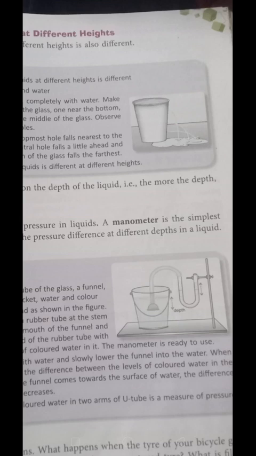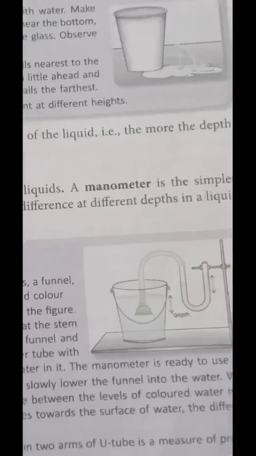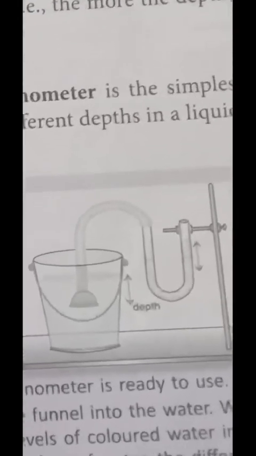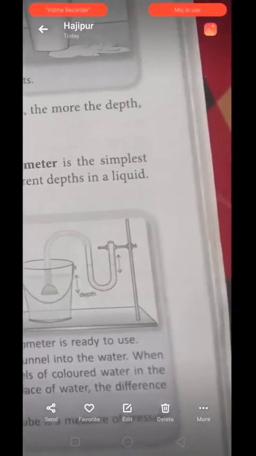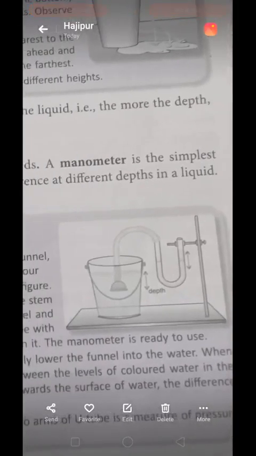This is all we need. Okay, now what we have to do? We have to fix a U-tube in an iron stand as shown in the figure. You can see over here the U-tube has been fixed with the iron stand. Now we have to fill it with colored water.